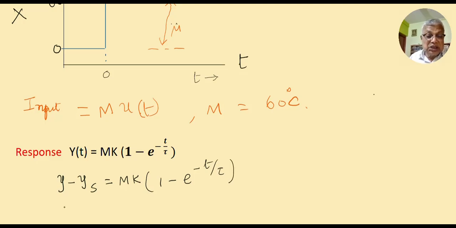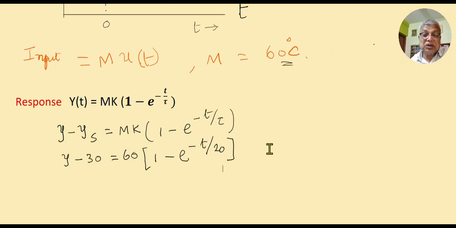If I substitute the values, ys is 30 degrees, M, the magnitude of the step, is 60, K is 1 for the thermometer, and tau is 20 seconds. So this is the response equation. Further simplifying, y equals 30 plus 60 into 1 minus e power minus t by 20.